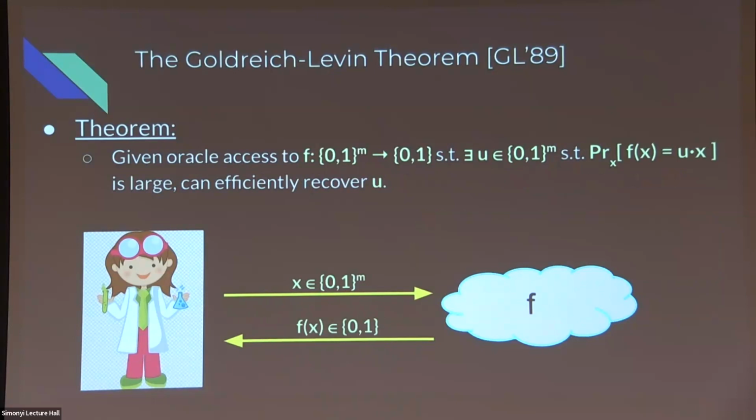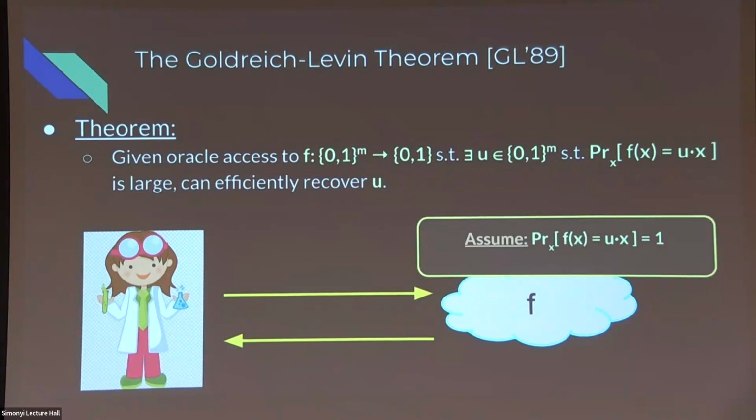To start, I wanted to show how this theorem works and what it says in the very simple special case when the probability of agreement is just 1. It's perfect agreement with a linear function. In this case, pretty clearly, you can just feed it the string 1, 0, 0, and you're going to get the first bit of u; 0, 1, 0, 0, 0, you get the second bit of u, and so on, and you can recover the entire string u using the perfect agreement.